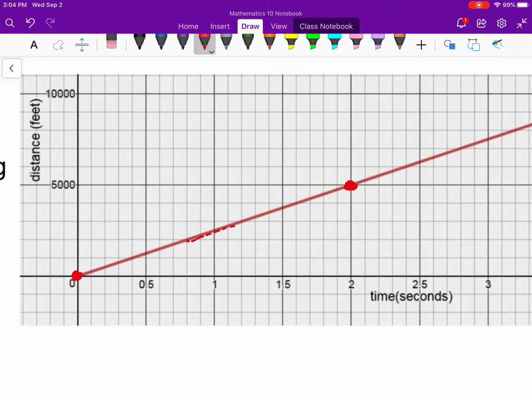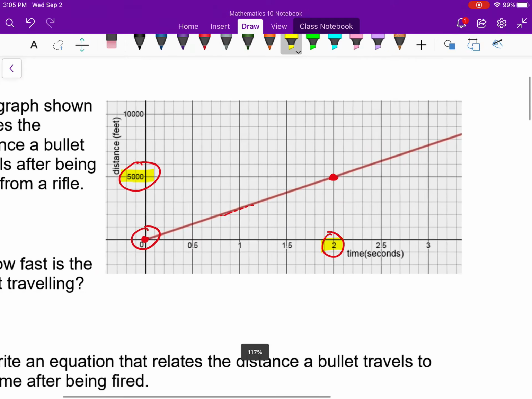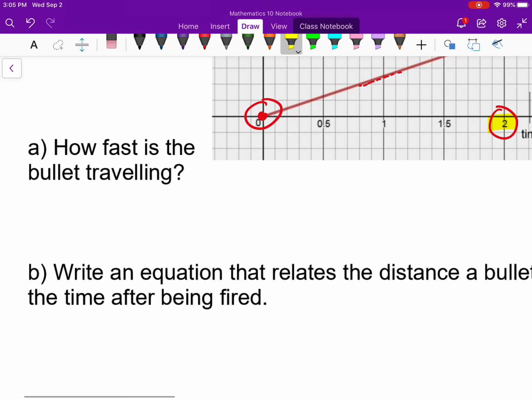At that point, I know after 2 seconds, the bullet has traveled 5,000 feet. And after 0 seconds, it has traveled 0 feet. So really, all that matters, knowing that it started at 0, is that this bullet traveled 5,000 feet in 2 seconds. It's not wrong to say it travels 5,000 feet every 2 seconds. It's just kind of weird.